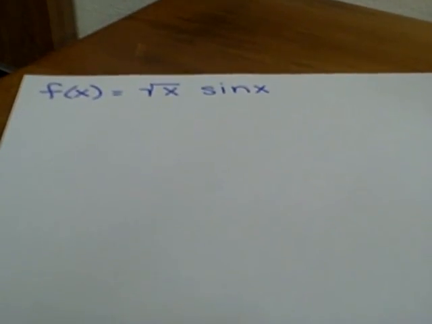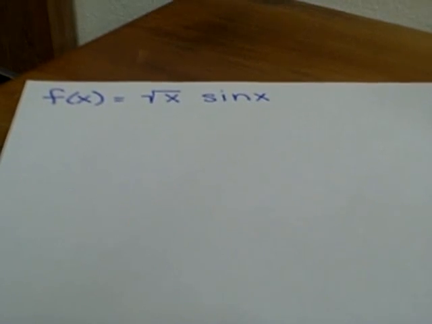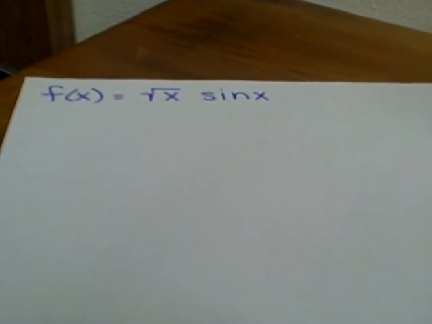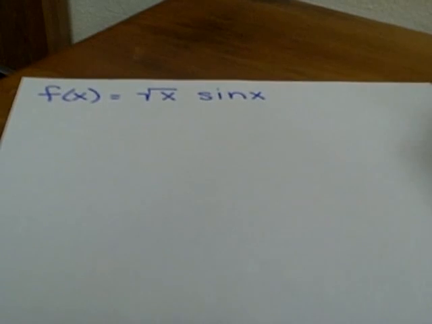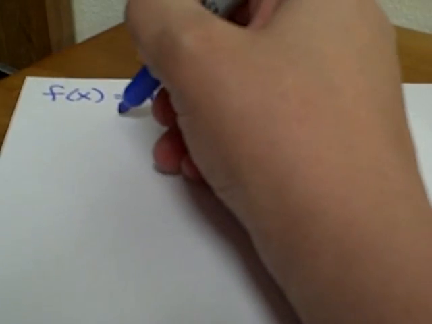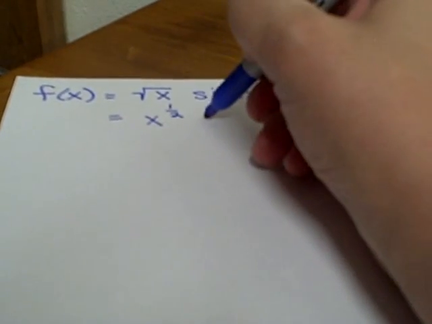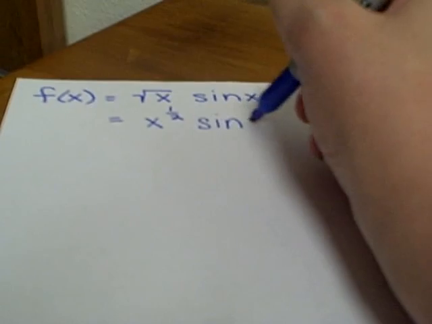Alright, we're going to take a look at finding the derivative of square root of x times sine of x. Now, to make this a little bit easier, before we do any calculus, we're going to rewrite the square root of x as x to the 1/2 power. The reason is it's going to allow us to use the power rule when we get ready to take the derivative. Now remember, we haven't done any calculus up to this point.